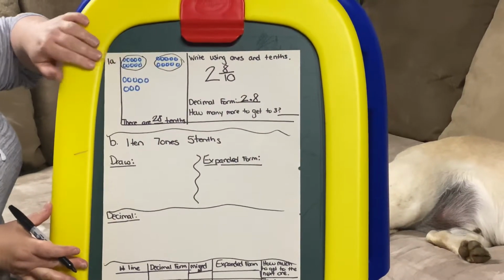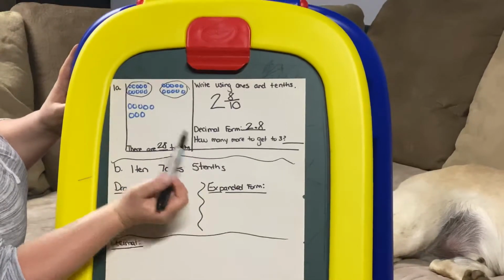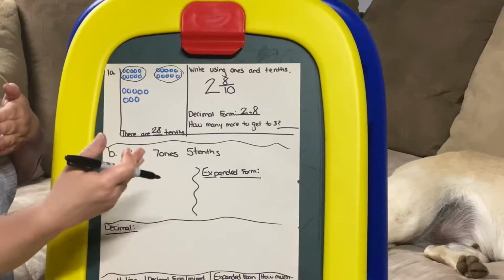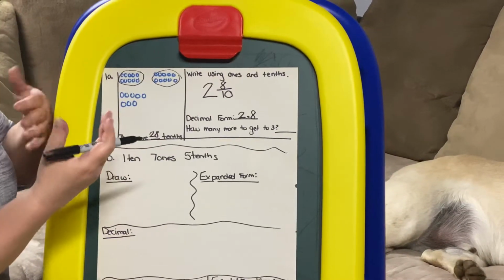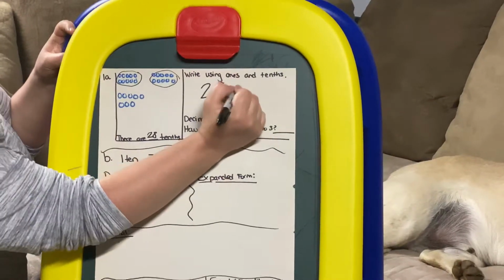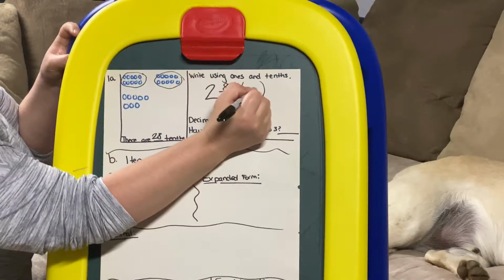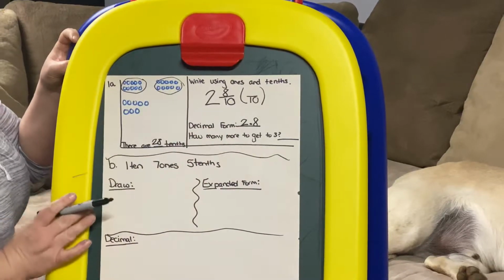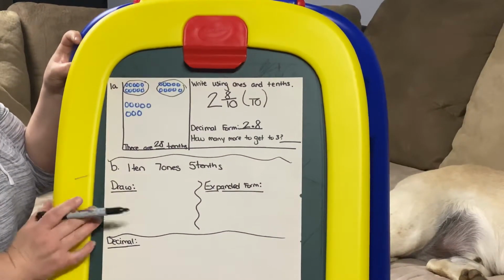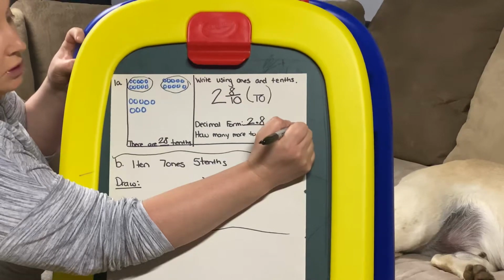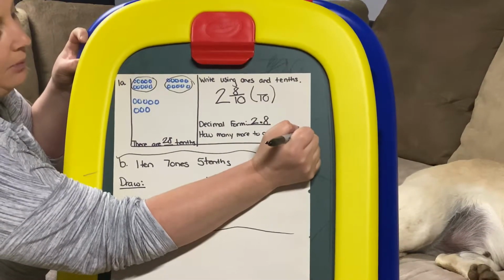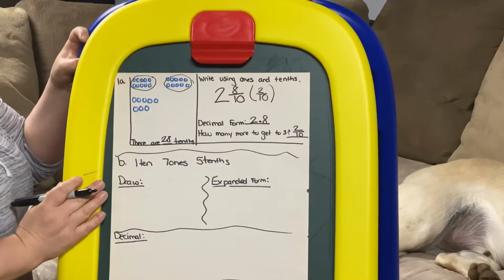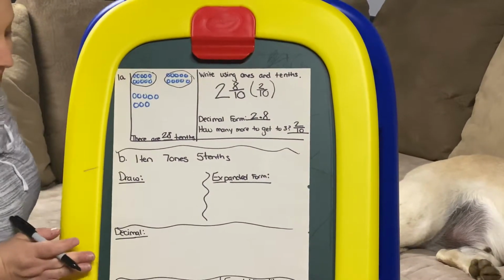All right. Now the last one's asking me how many more to get to 3. So I'm at 2. They want to get to the next whole number, which is 3. Well, again, remember we think about it this way. 10 out of 10 is 1 whole. So 8 plus what is going to get me 10? The answer is 2. So I would need 2 tenths more to get me to 3. So I could add my whole number in.